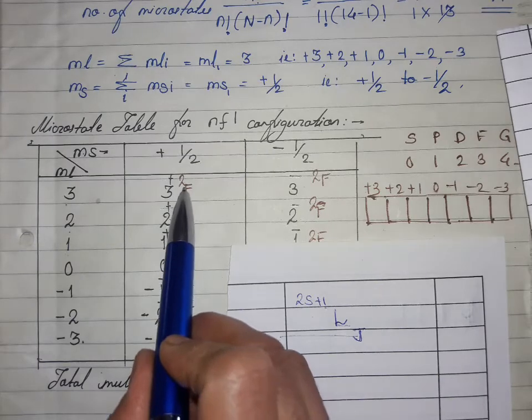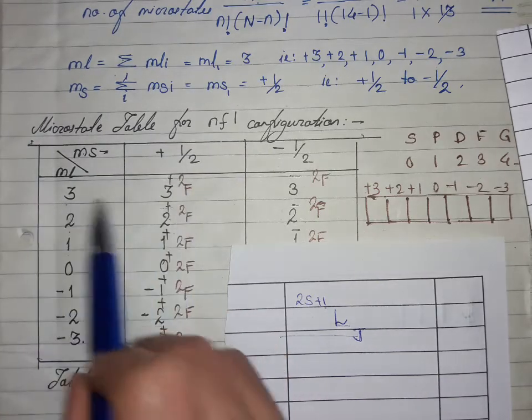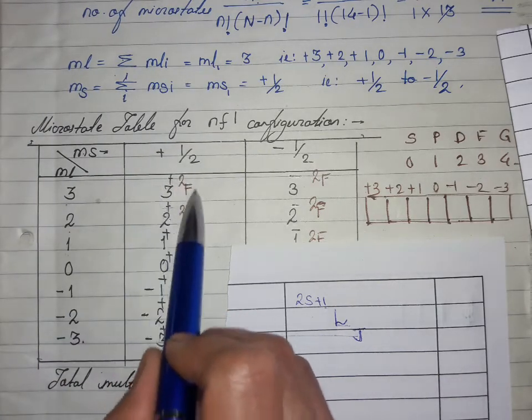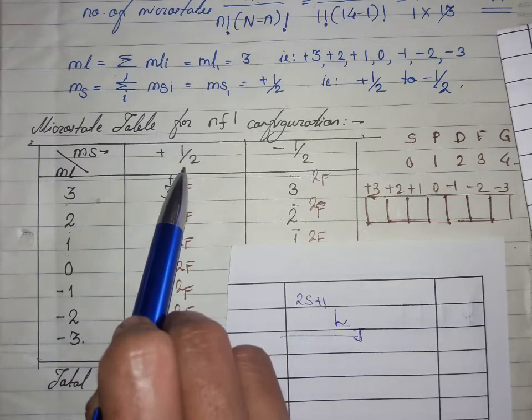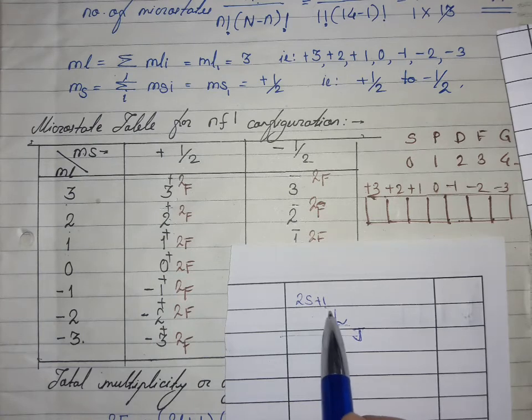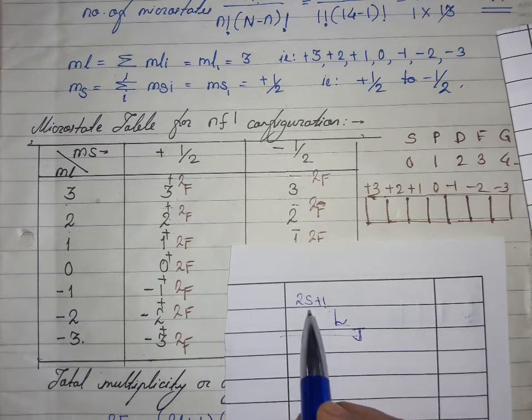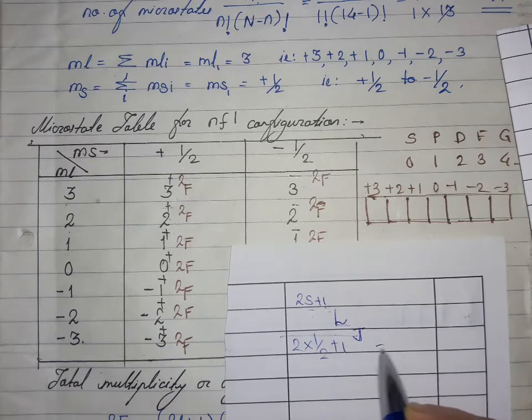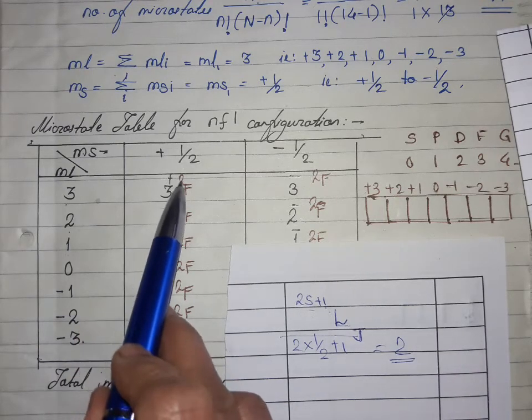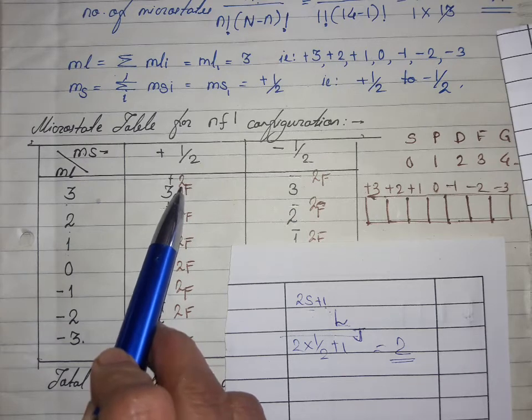So in this case, we have to calculate the spin multiplicity of this microstate. Here the spin is plus 1 by 2. Now if the spin is plus 1 by 2, then putting that value of S into 2S plus 1, we get 2 into 1 by 2 plus 1, so the spin multiplicity is 2. This 2 is the spin multiplicity, that is, doublet.